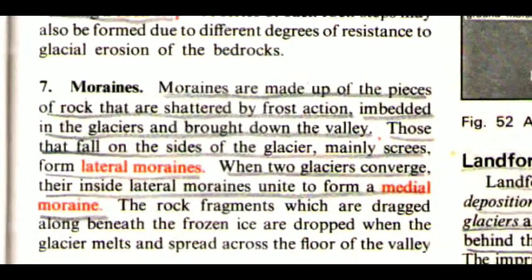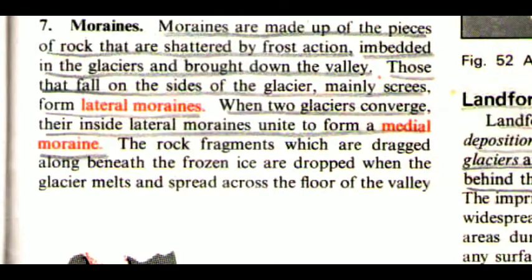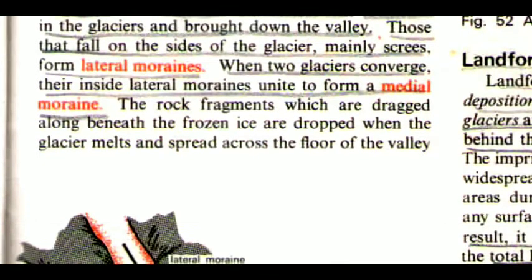The seventh is moraines. Moraines are made up of the pieces of rocks that are shattered by frost action, embedded in the glaciers and brought down the valley. Those that fall on the sides of the glacier, mainly screes, form lateral moraines. When two glaciers converge, their inside lateral moraines unite to form a medial moraine. The rock fragments which are dragged along beneath the frozen ice are dropped when the glacier melts and spread across the floor of the valley.